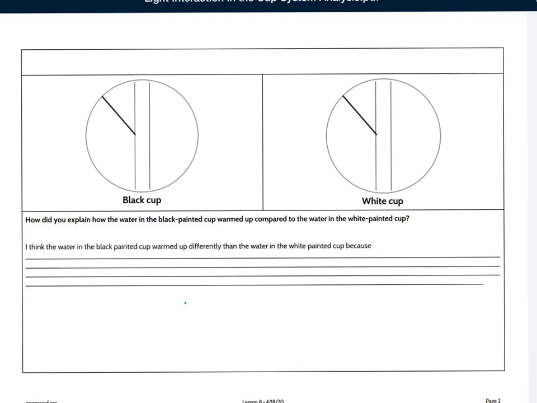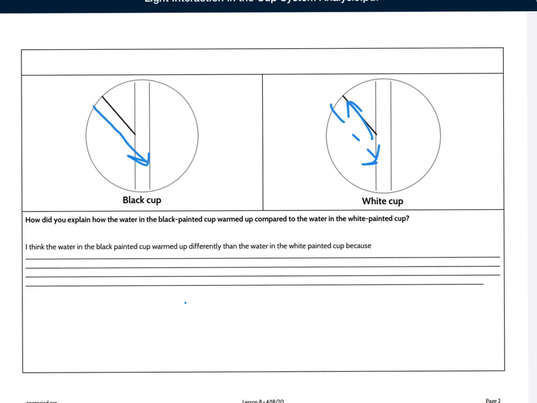So I'm going to go with the solid arrow because I think maybe most of that light's being absorbed into the cup. With the white cup, because of the color, I have a theory that maybe most of the light's absorbed, but some of it is maybe reflected off because of the color. So I'm going to draw on what I think. Again, use that key. All right.